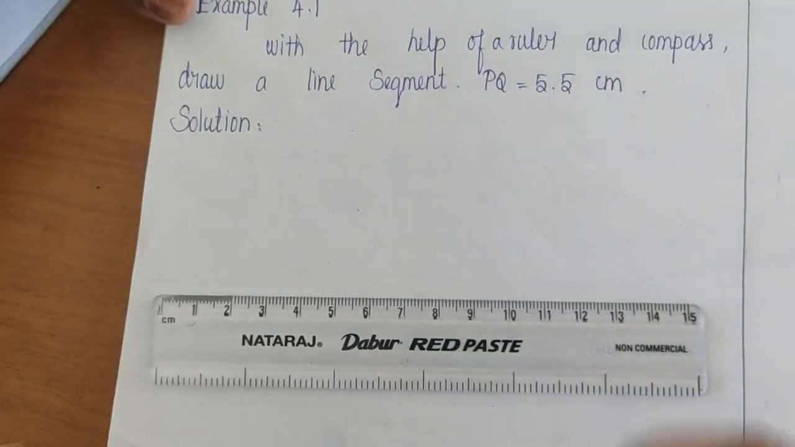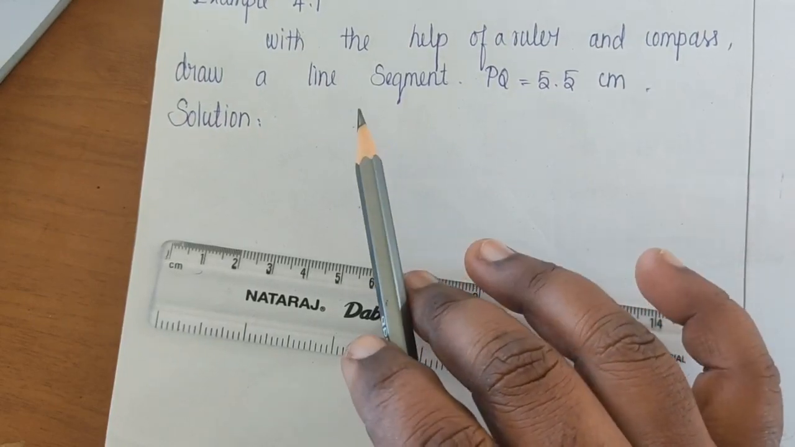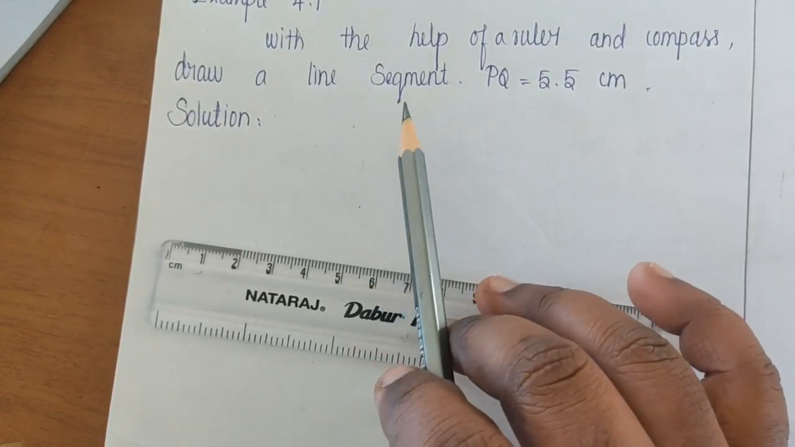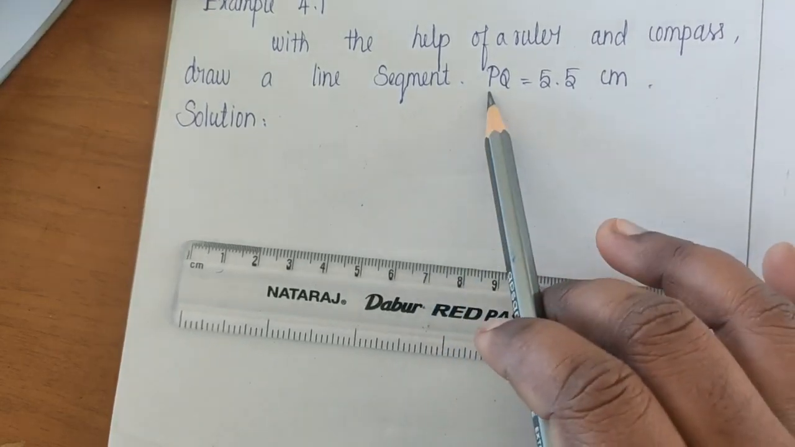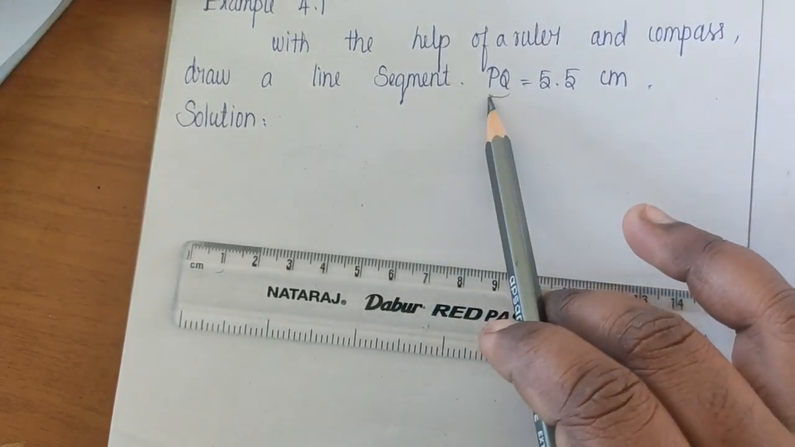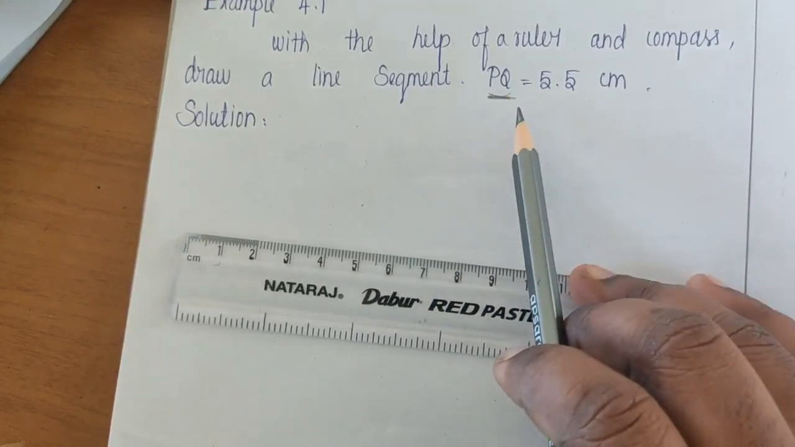Students, what is a line segment? Say, good. And name both of its ends with capital letters. What is given? PQ equal to 5.5 centimeters.